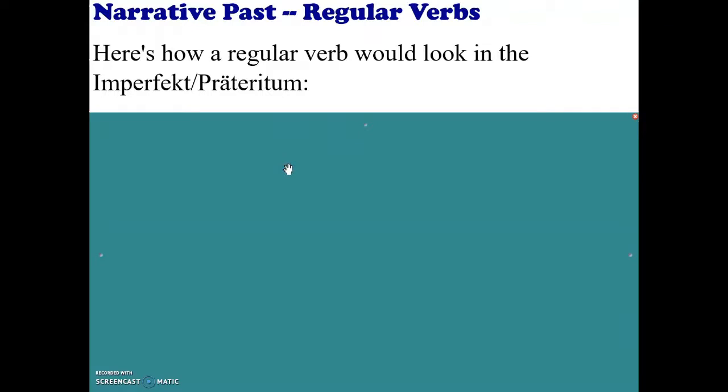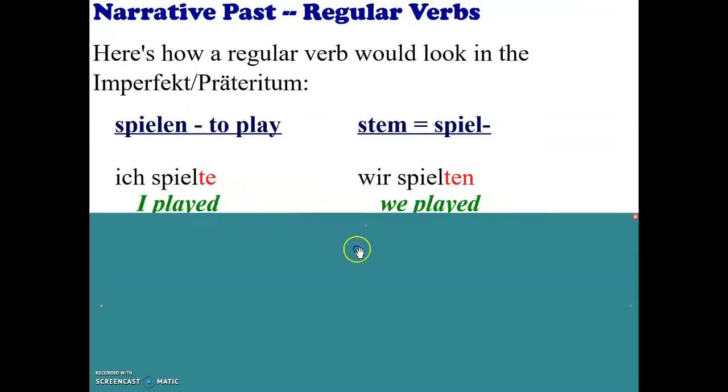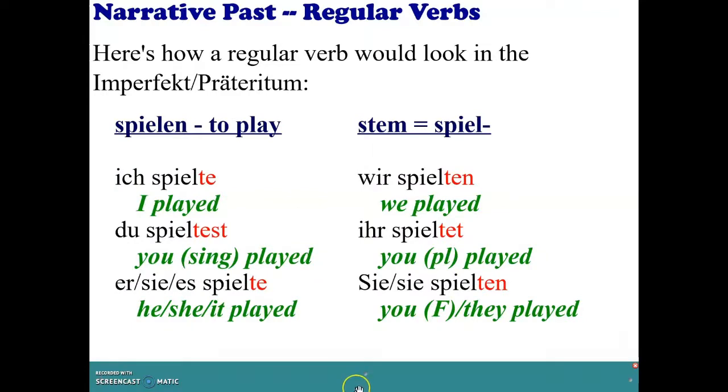And this is how it would look. So I just talked you through it, but let's take a look for my visual learners on how that looks in the imperfect, also known as the Präteritum. With that same verb, spielen, to play, our stem is spiel. We drop the en, and these are the forms that we get.